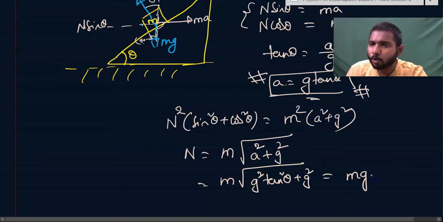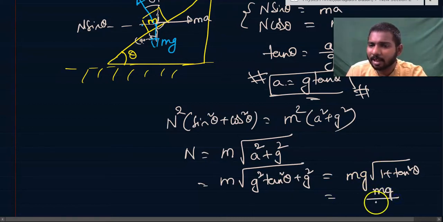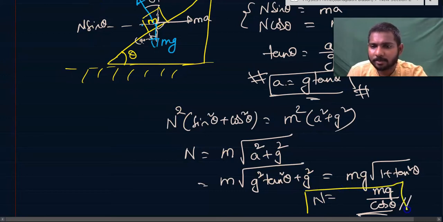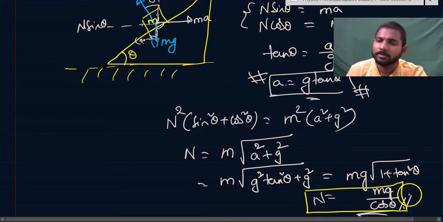Mg into root over 1 plus tan square theta. What is 1 plus tan square theta? Secant square theta. Secant square theta, square and root cancel. That means mg secant theta, which can also be written as mg by cos theta. So normal reaction is nothing but mg by cos theta, in terms of theta and acceleration due to gravity.